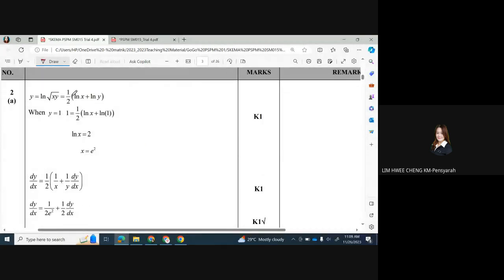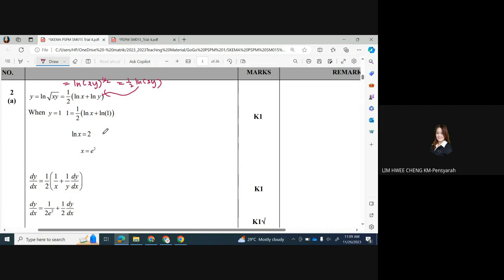Okay, once you are given y equal to ln square root of xy, that means I may simplify it as 1 over 2 ln xy, the power of 1 over 2 brought down, ln xy. Since this is a multiplication, a product, saya boleh guna property of log until I get 1 over 2 ln x plus ln y.